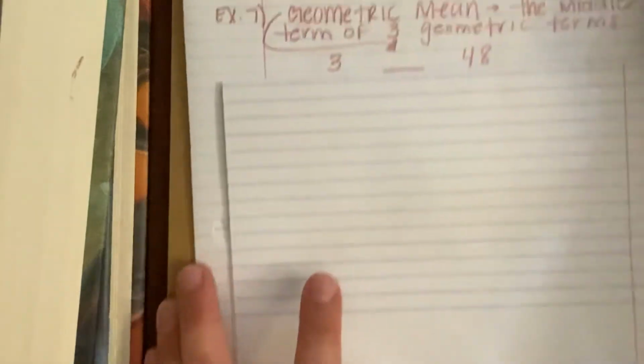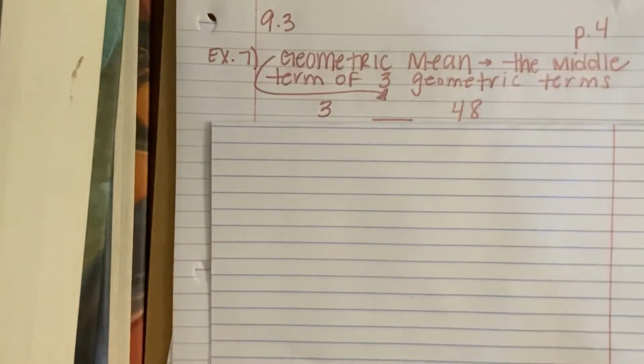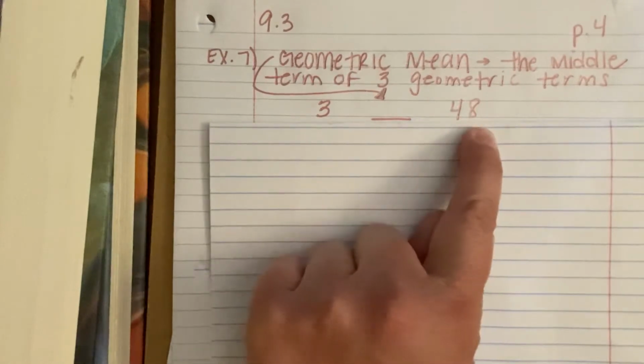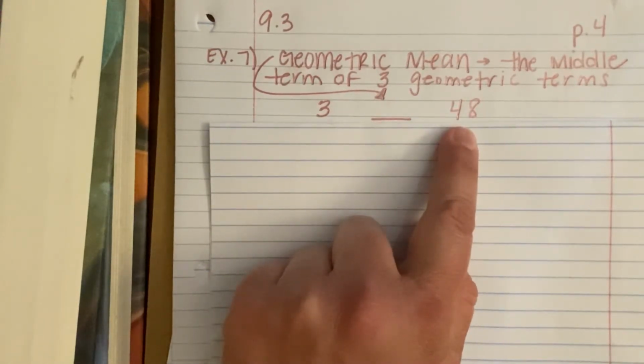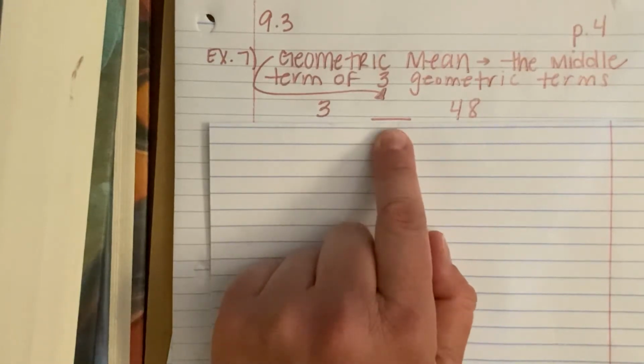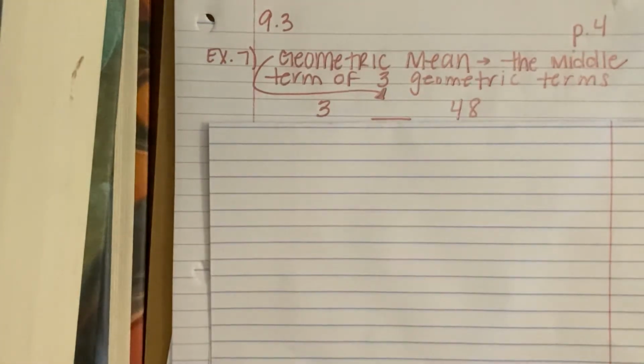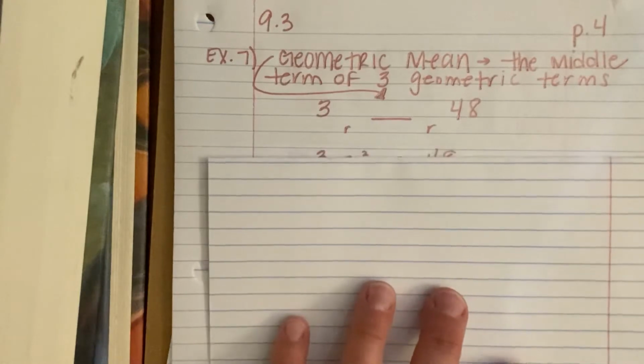Okie dokie. Example 7. A geometric mean is the middle term of 3 geometric terms. Okay, so here's my geometric sequence. I'm starting with 3. We have a missing middle term and 48. My geometric mean would be this number in the middle. I want to figure out what that number is.